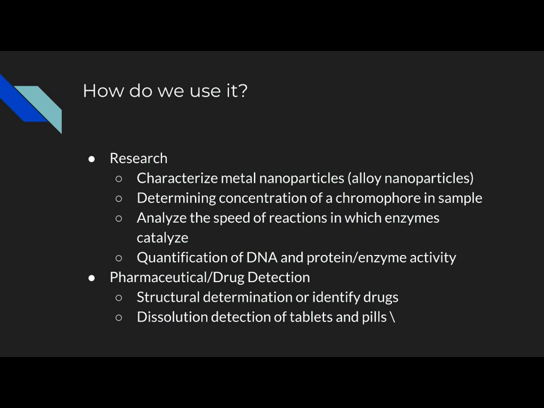So you can use it for research in pharmaceutical or drug detection. The main thing in the research is determining the concentration of chromophore, which is what gives off the color of a compound. And as she was saying, it all goes back to the color, and then we can tell whether it's an excited state or not excited. And then you can also analyze the speed of reactions. And then in the drug detection, that can be used to identify what types of drugs or compounds are in specific pills or in a crime scene.